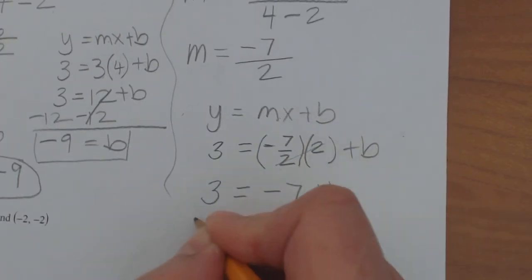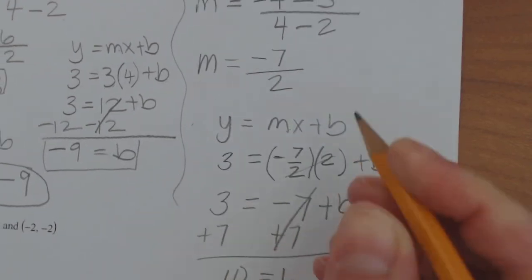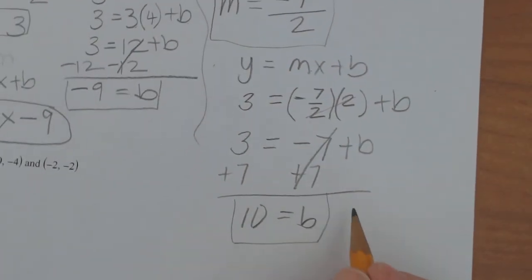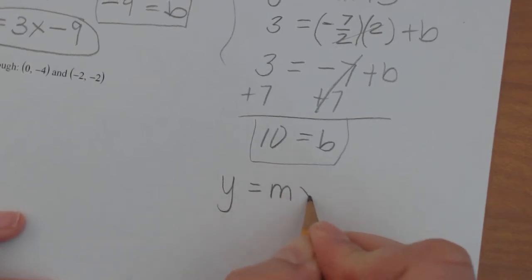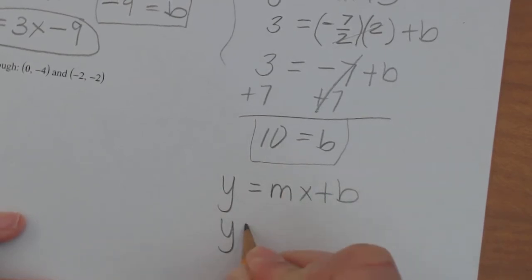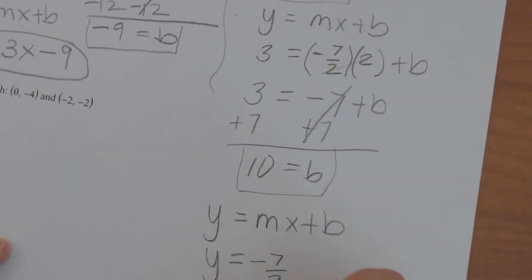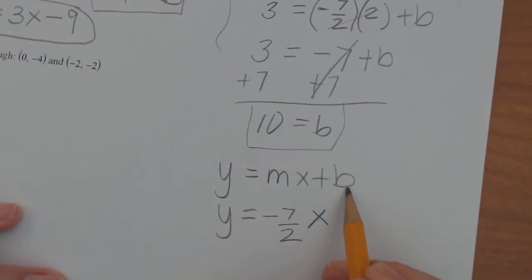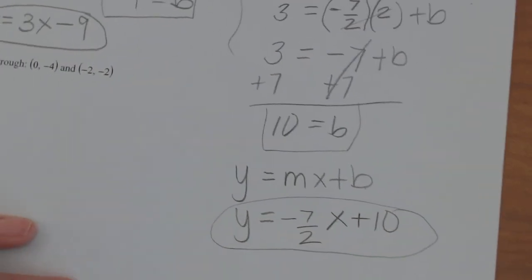I add 7 to both sides to bring it over to the other side. b equals 10. I have my m, I have my b. I may write my equation now. y equals mx plus b. y equals my m, -7/2, times x. Remember to put a big X there, plus b, which is positive 10, so plus 10. Here is my equation. I can move on to the next one.